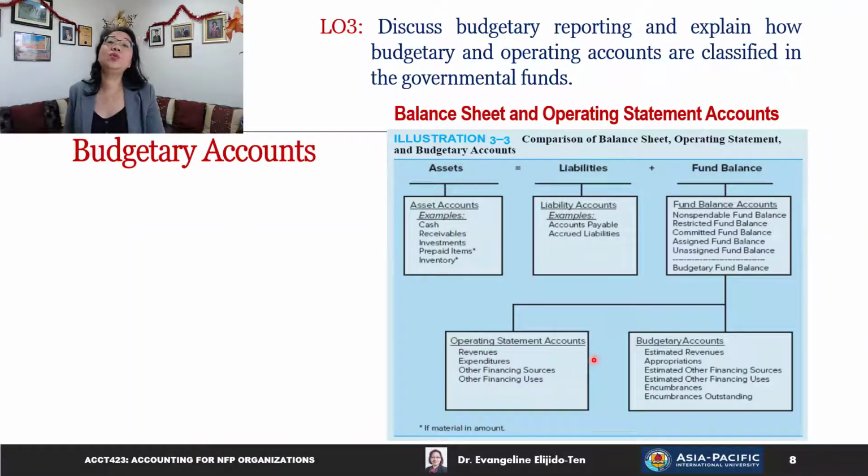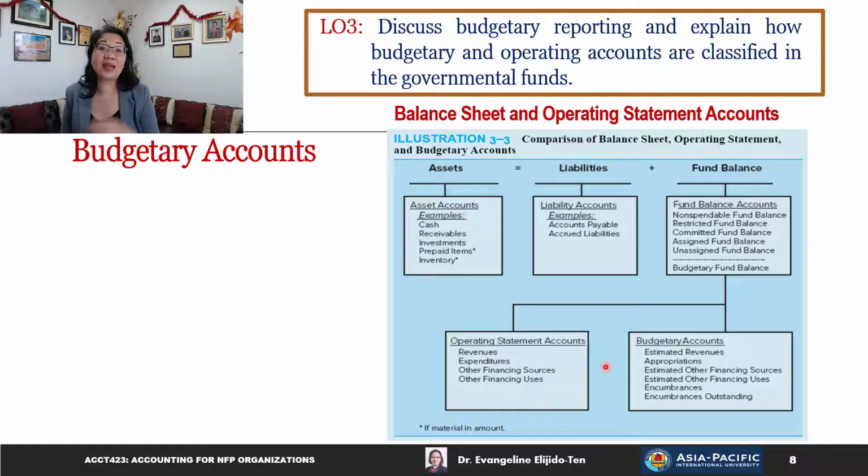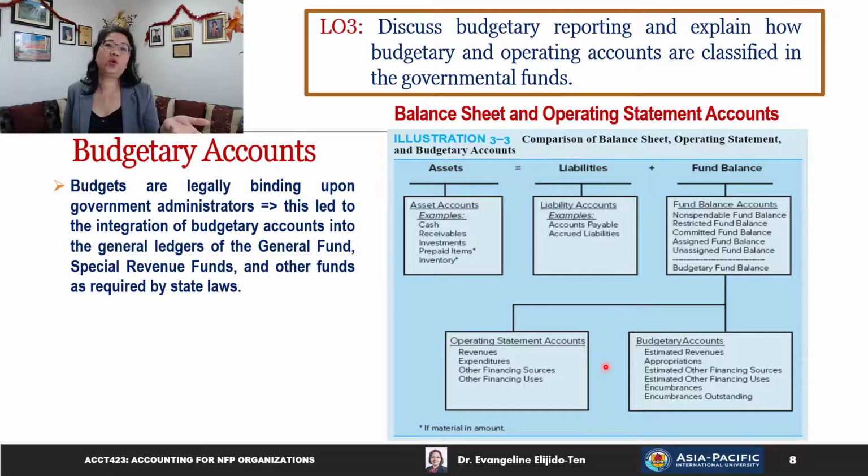All right, let's move on to learning objective 3. We are going to discuss here the budgetary reporting and explain how budgetary and operating accounts are classified in governmental funds. So, unlike for-profit organizations, budgets in governmental funds are actually legally binding upon government administrators. So, budgets are legally binding.